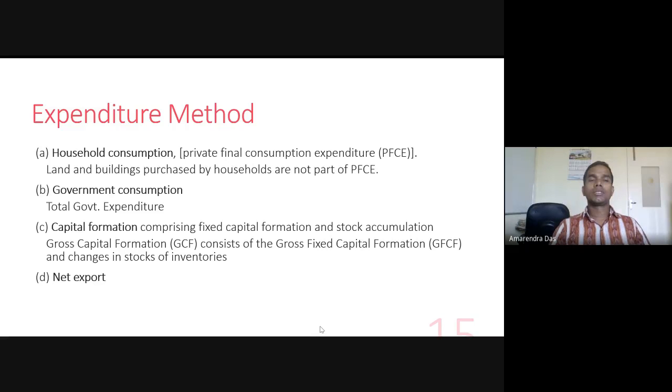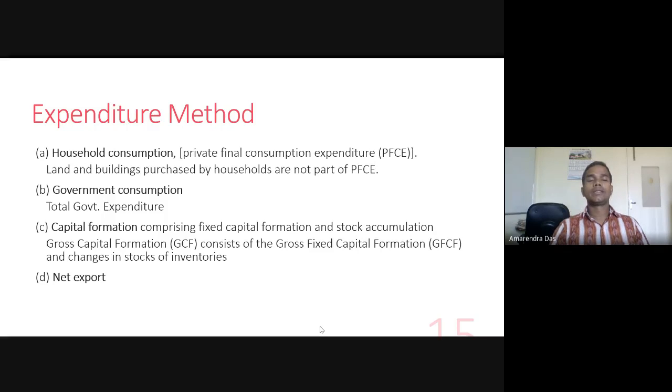Then comes government consumption. So how do you estimate the government consumption? You basically take the total expenditure of the government, that is government's consumption. And then comes the capital formation, that includes the fixed capital formation and stock accumulation. The gross capital formation consists of the gross fixed capital formation and changes in the stock of inventories. So in gross fixed capital formation, we take the lands, buildings, the machineries, and we also include the changes in the inventories.